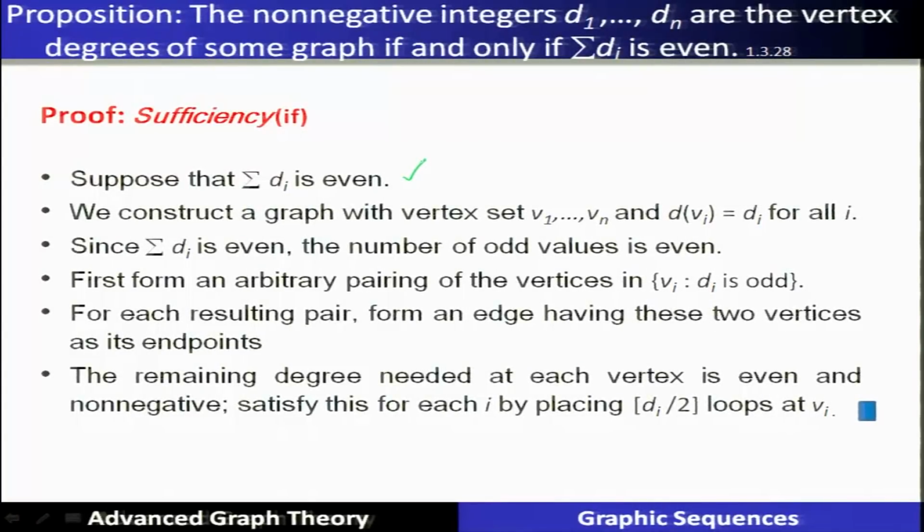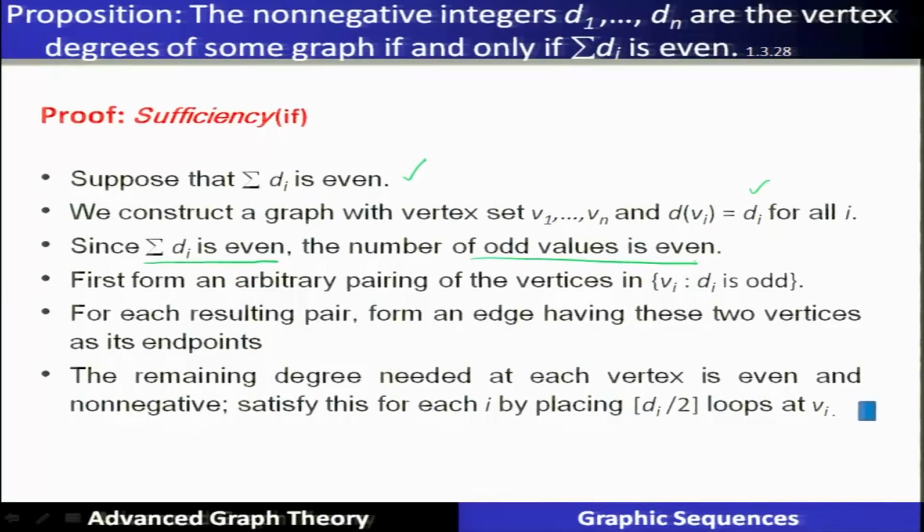So, we have to basically prove the statement that d1, d2 and so on are the degrees of the vertices of some graph. So, we have to construct a graph with the vertex set v1, v2 and so on up to vn, and the degree of vi is equal to di for all the vertices i. Now, since the sum of degrees of these vertices is even, the number of odd values is even. In the previous slides, this particular result we have already seen.